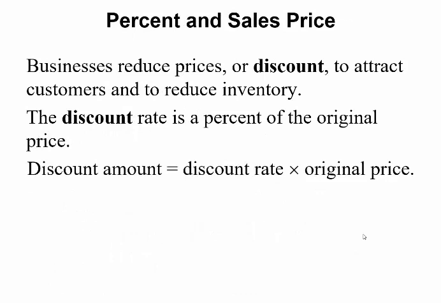All right, so we have an idea of what sales tax is, but sometimes businesses reduce prices or give a discount to attract customers or to reduce inventory. I don't know about you all, but when I generally go into a store, I look first at the discount rack. The discount rate is a percent of the original price, like 20% or something. The discount amount, how much is coming off the price, is you take the discount rate and multiply it by the original price.